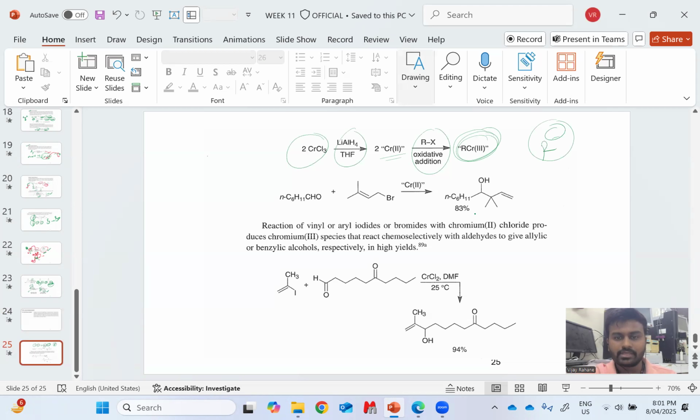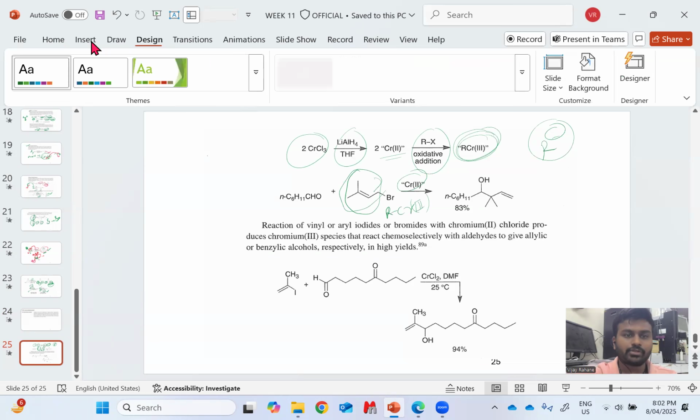And you can see another example here. Basically, in this case, the chromium 2 salt reacts with the allyl bromide. It gives the formation of this entire group, which will serve as R. So this will be the R chromium 3, right? And this is now the source of the R negative.